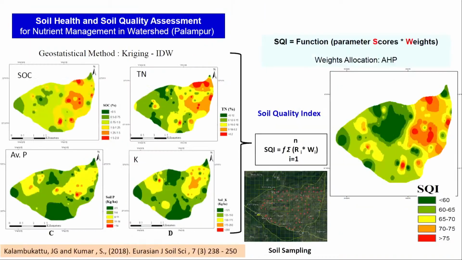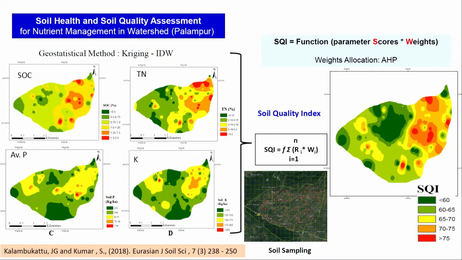Another, I can use soil health and soil quality assessment also for nutrient management in watershed. So what is done? Here you see red points are shown where I have collected the soil samples of 0 to 20 centimeter depth, analyzed the soils and prepared the soil organic carbon map, nitrogen map, phosphorus map, potassium map by IDW and kriging methods.